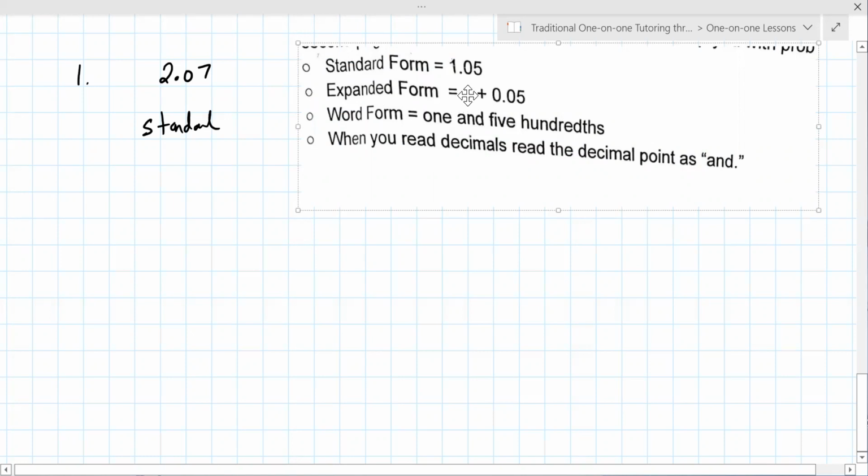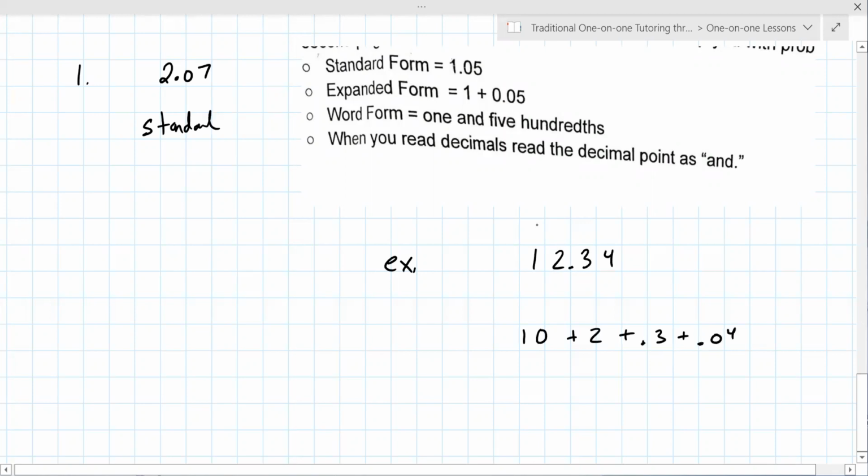It's when you break it apart into each of the decimal places. So this isn't a great example of it. Maybe let me give you an example of a much larger number, like 112.34. This is 10 plus 2 plus 0.3 plus 0.04. So you break apart each of the places. The next one, number 2, would be expanded form.